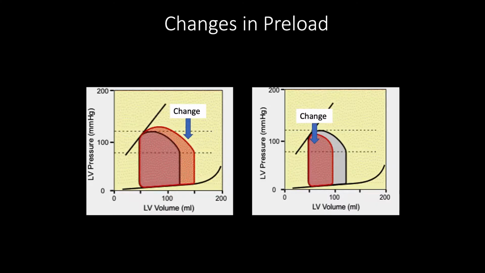Here's another way to look at it. Let's look at the graph on the left. This is control, this is change. You can see that this patient has an increase in preload from about 120 to 150. And now look at the graph on the right. If this is the control and this is change, you can see that the patient had a decrease in preload from about 120 to 100.